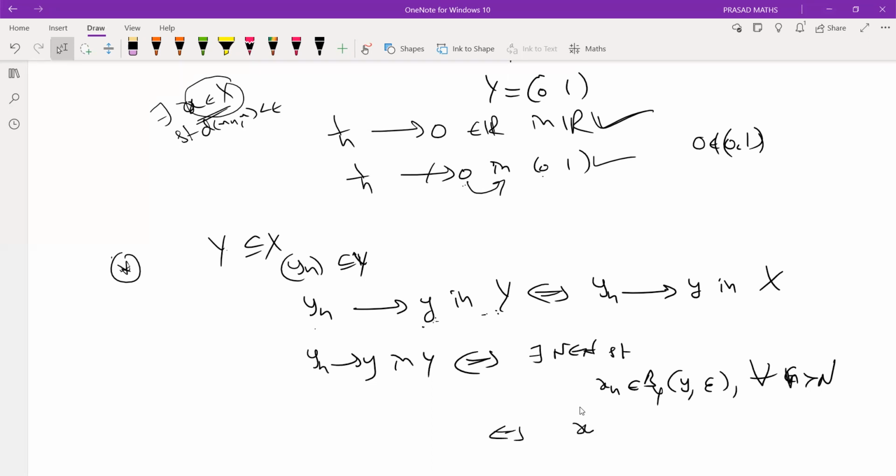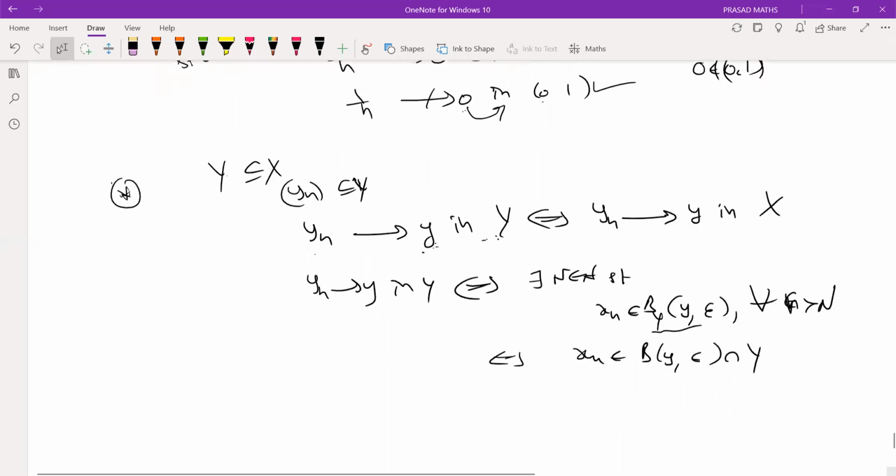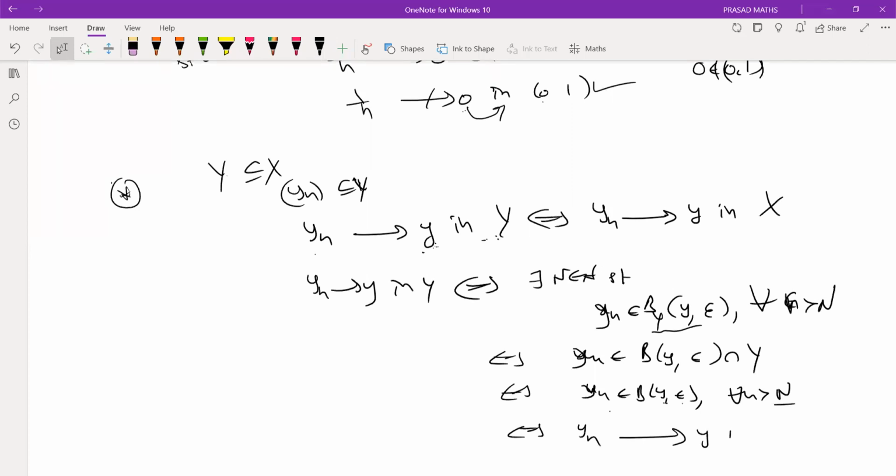What do you mean by the ball centered y comma epsilon? This means it is in the ball centered y comma epsilon in X intersection with Y. So y_n should be in the ball centered y comma epsilon. This is true for n bigger than N. That means after the Nth stage, all terms are in the ball. That means y_n converges to y in X, because my ball is in the full space. Therefore y_n converges to y if and only if y_n converges in X.